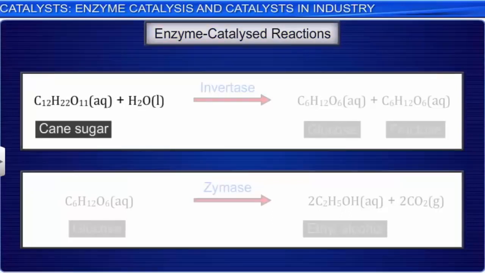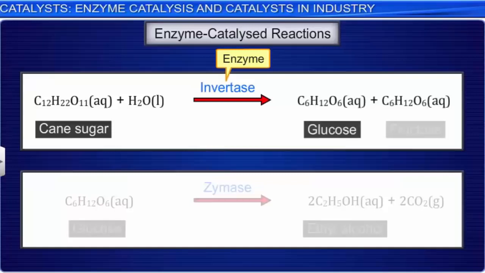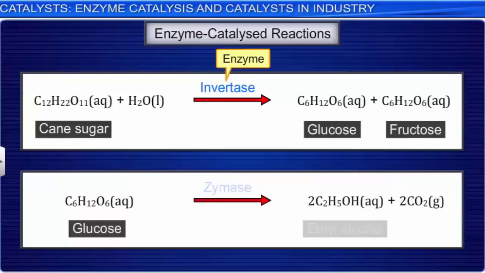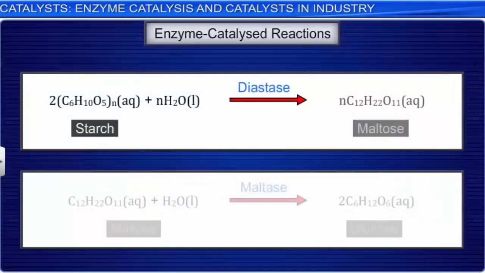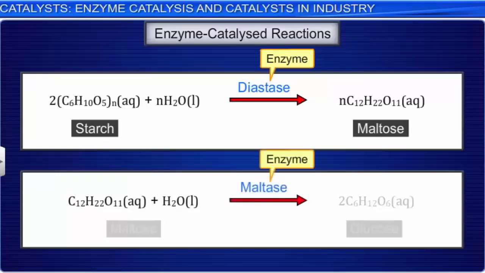In the hydrolysis of cane sugar, the enzyme invertase converts cane sugar or sucrose into glucose and fructose. In the enzyme-catalyzed reaction of conversion of glucose into ethyl alcohol, the enzyme zymase is used. Similarly, the conversion of starch into maltose is carried out with the enzyme diastase, which is extracted from malt. Another enzyme, maltase, converts maltose into glucose.